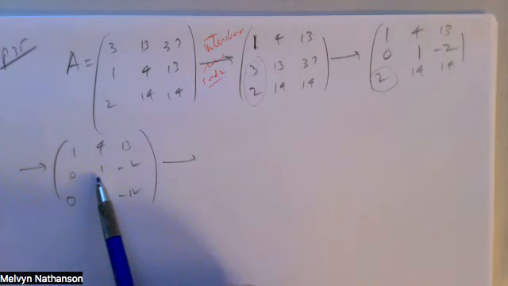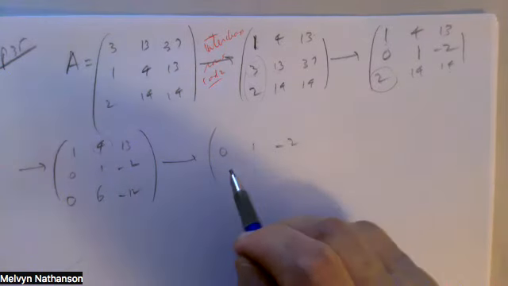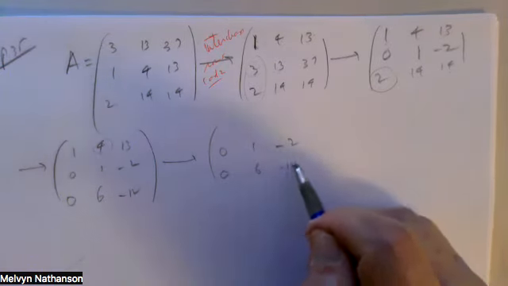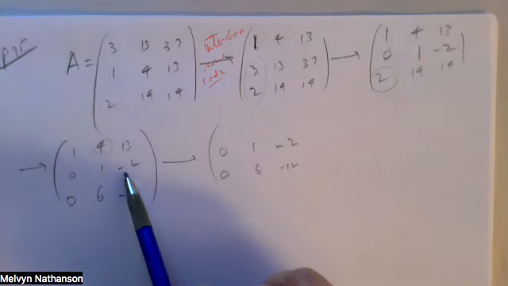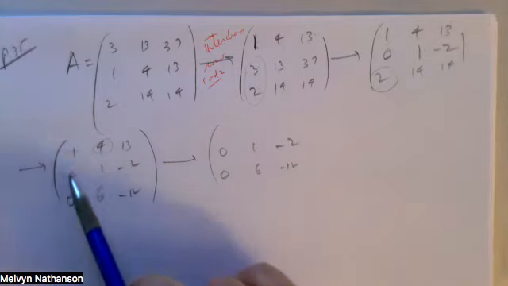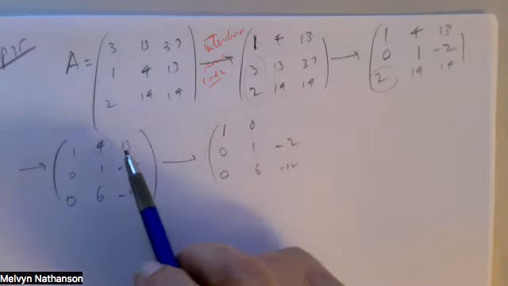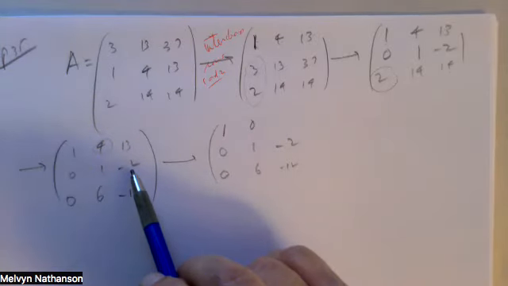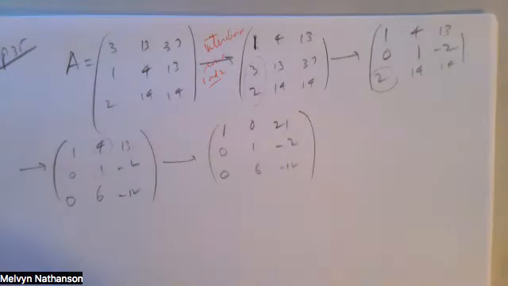Then I look at the second row. I want to have a 1 here, and actually I already do, so great. But then I want to get a 0 here and a 0 here. So here's the second row and the third row at the moment. To get a 0 here, I take the first row minus 4 times the second row. 1 minus 0 is 1. 4 minus 4 is 0. See, -4 times -2 is 8. 13 plus 8 is 21.